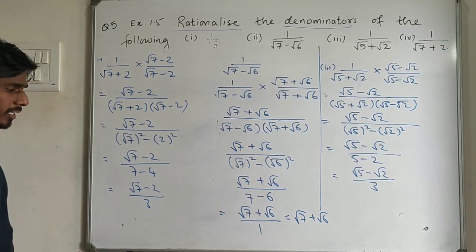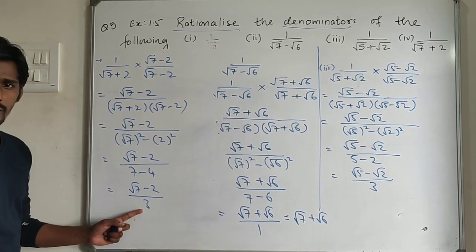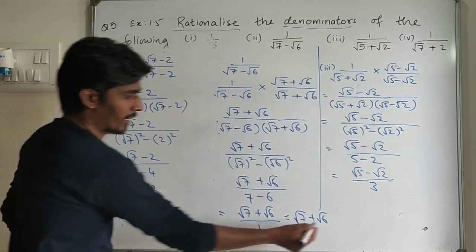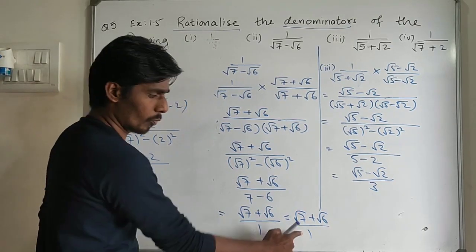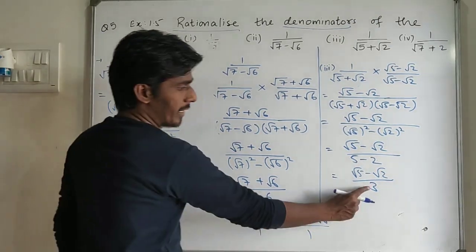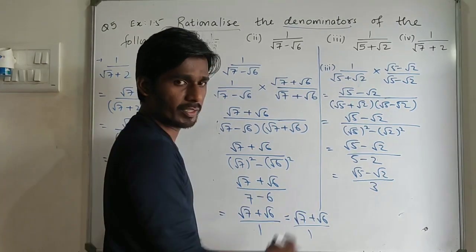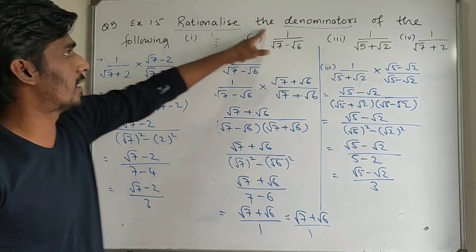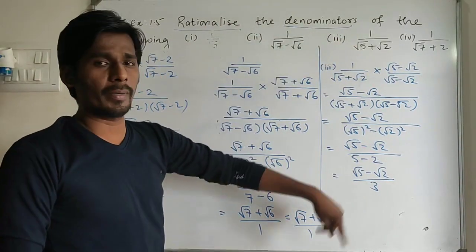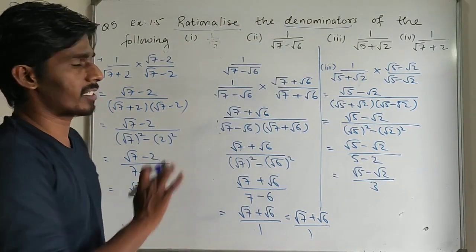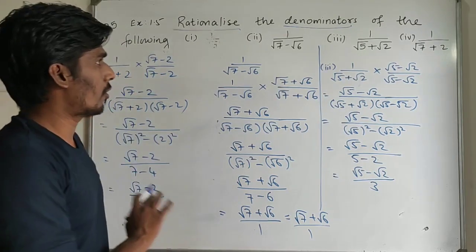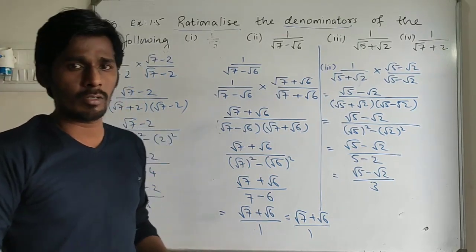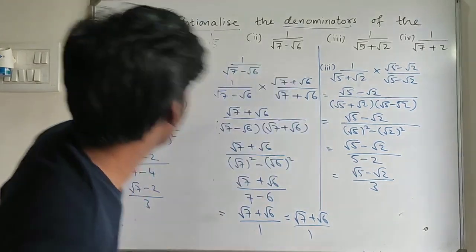Now if you look at all the answers, here denominator is what? 3, which is a rational number. Here nothing is there, means 1, which is a rational number. Here denominator is what? 3, which is a rational number. That is what our question was: rationalize the denominator. We had to convert the denominator into a rational number. So this is the way we can do it. These all 4 were textbook questions. Let's solve some extra questions.